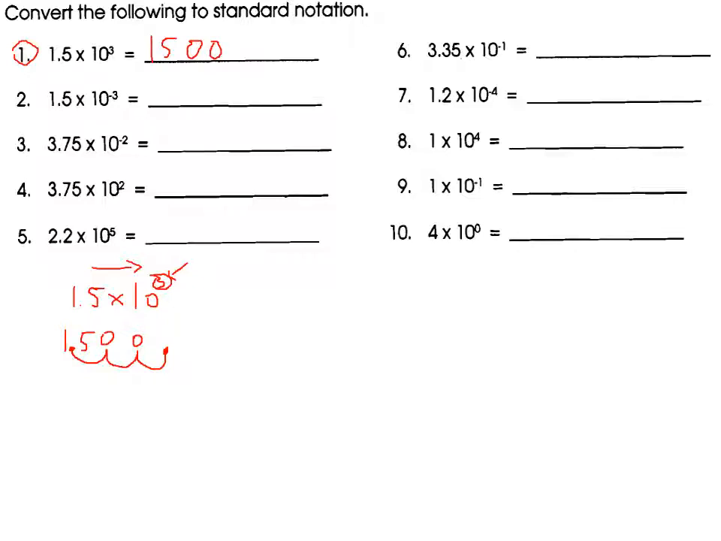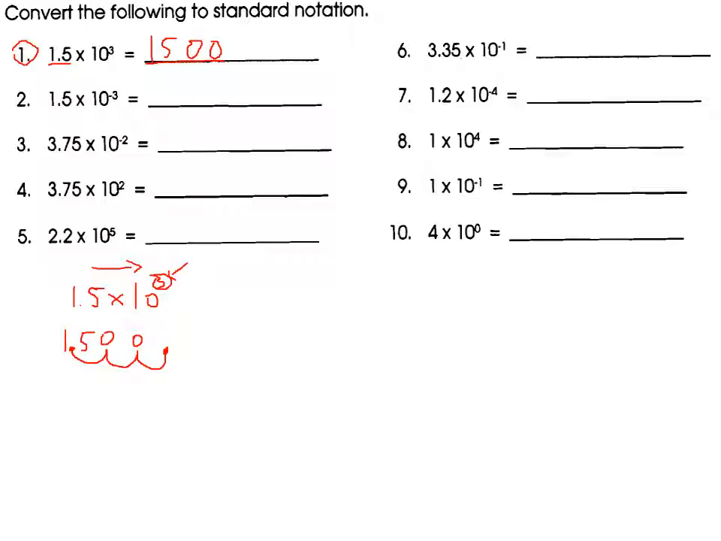1,500. If you left the dot there, so if I wrote 1,500 with a dot at the end, that would mean that all my digits there are significant. I want to try to keep the same amount of significant figures. So there's 2 significant figures here, I'd have 2 significant figures in this answer over here. Okay.